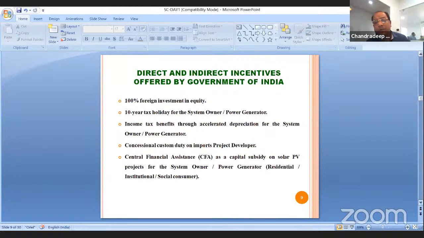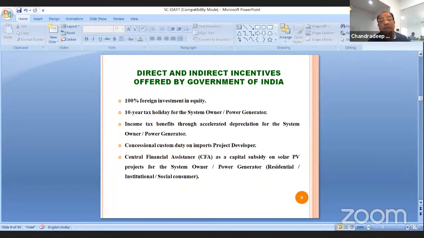which you do not need to go abroad for nowadays. But even if you import it from abroad, you get the concessional customs duty and the central financial assistance. It is a capital subsidy on solar PV power projects for the system owner. So the normal subsidy is 30%.